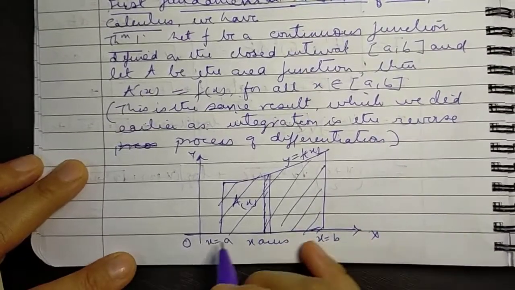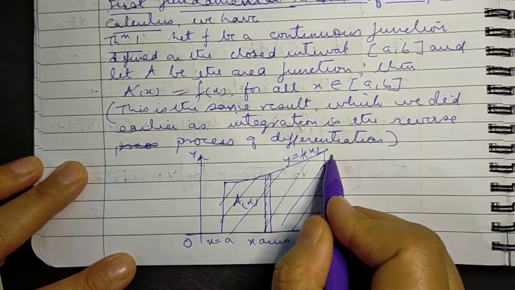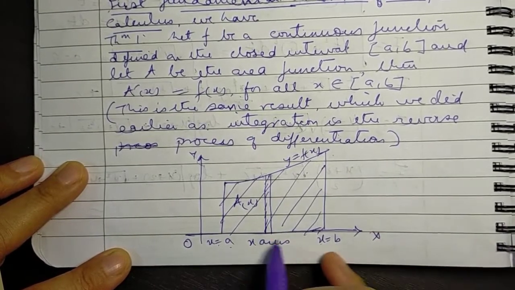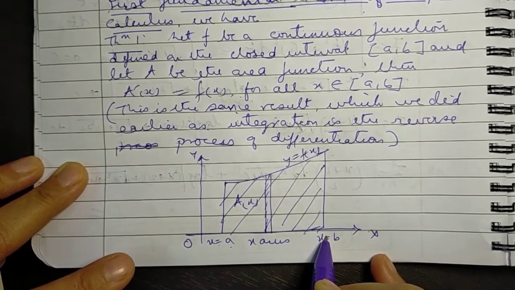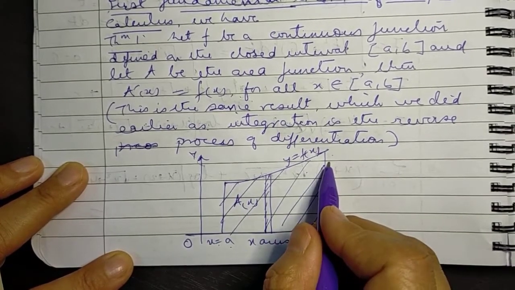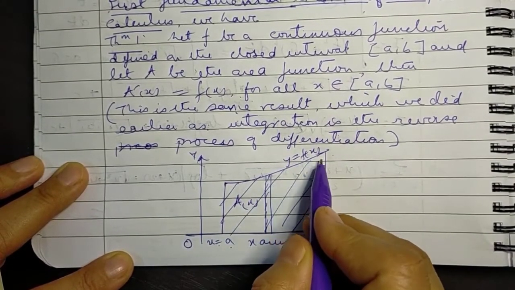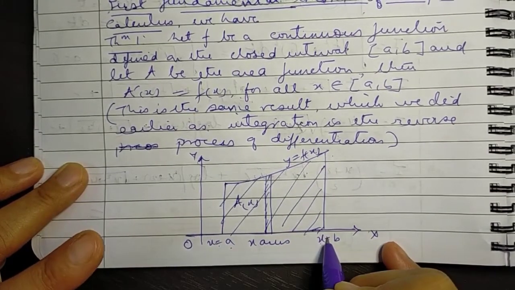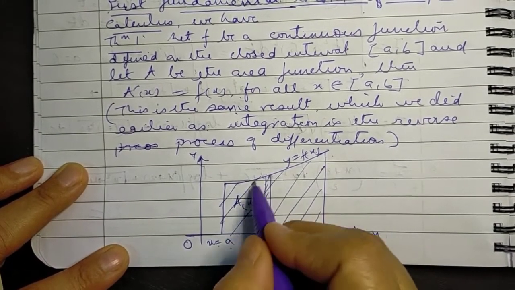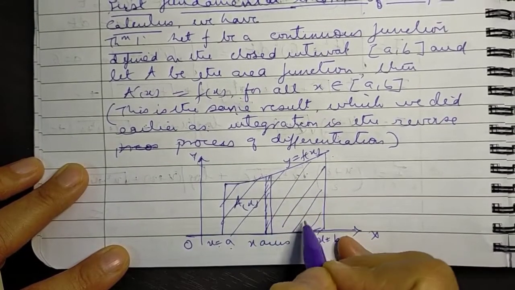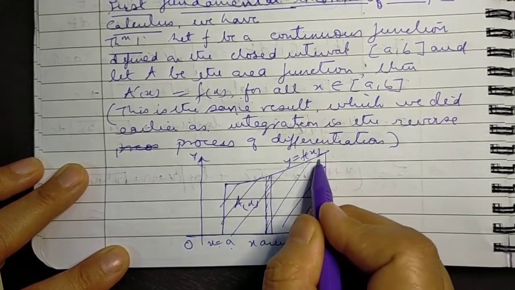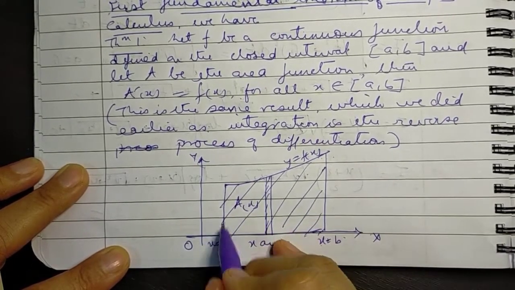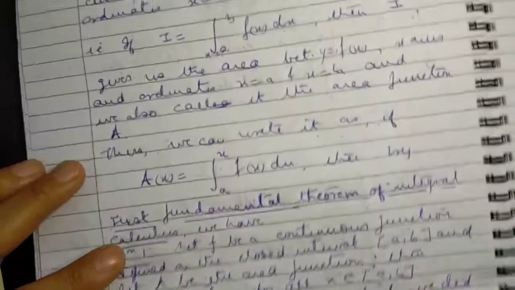In the figure you can see that this is the curve y equal to f(x), this is the ordinate x equal to a, this is x equal to b, and this is the x-axis. So when you find the definite integral of f(x) with respect to x from x equal to a to x equal to b, we mean the entire area covered between the curve y equal to f(x), the x-axis and the ordinates x equal to a and x equal to b.